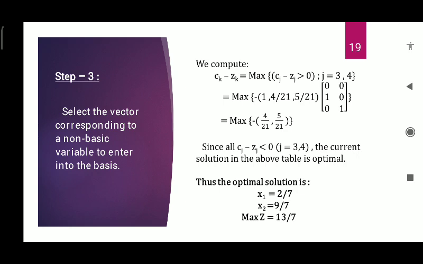That can be calculated using the same formula, and we found that all cj minus zj are less than 0 here for j equal to 3, 4. Hence we can conclude that the current solution in the above table is optimal. Therefore the optimal solution for the given problem is maximum z equal to 13 by 7, when x1 equal to 2 by 7 and x2 equal to 9 by 7.